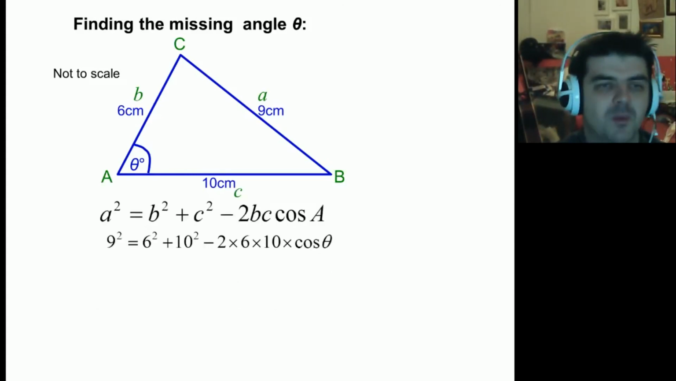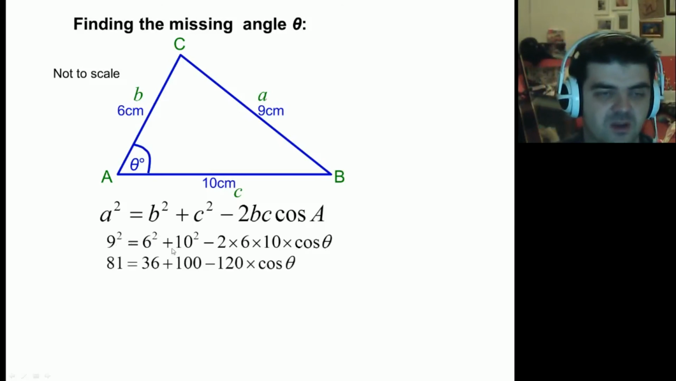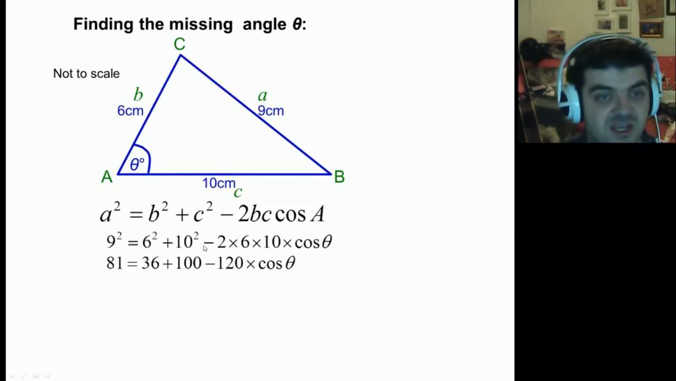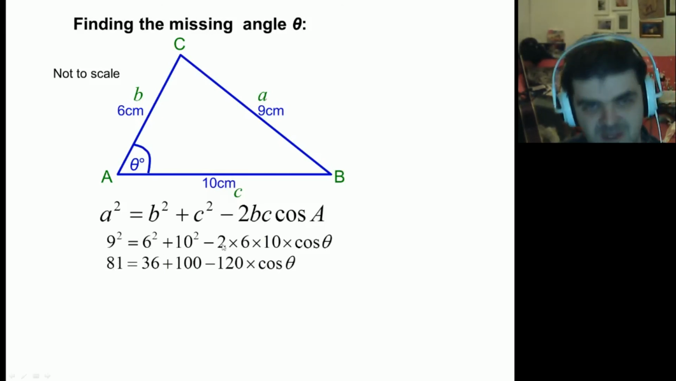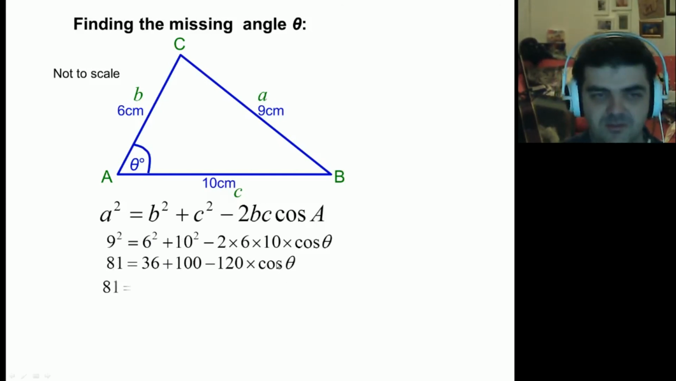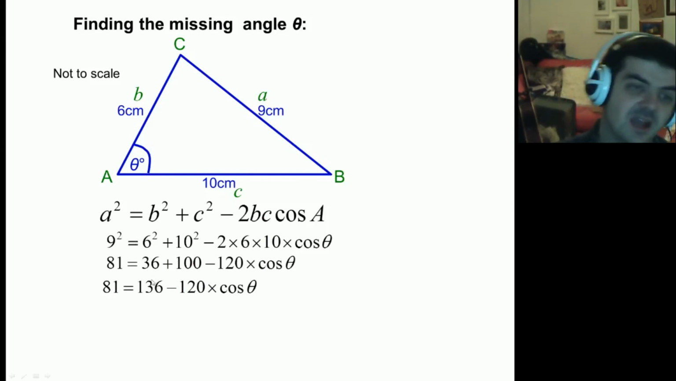Now, when we put in our values, we're going to be left with cos theta on its own. We will have to rearrange this equation. So first thing we're going to do, we're going to square all the bits out. 9 squared is 81, 6 squared is 36, 10 squared is 100, and minus 2 times 6 times 10 is minus 120 cos of theta. If I group those two together, I get 136. I can then bring it over to the other side.